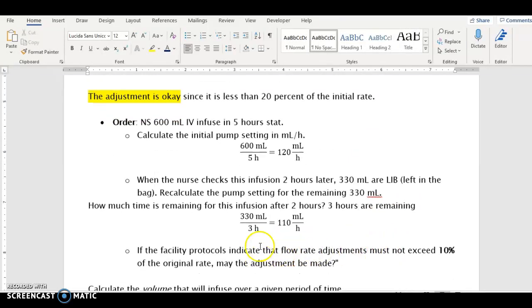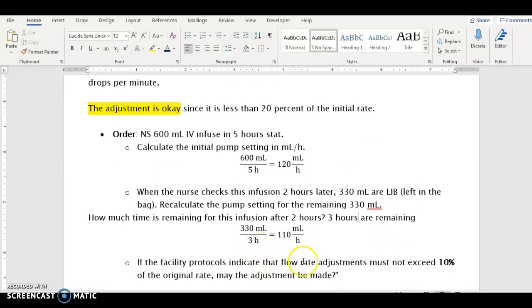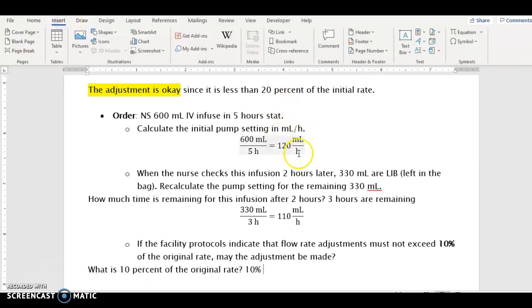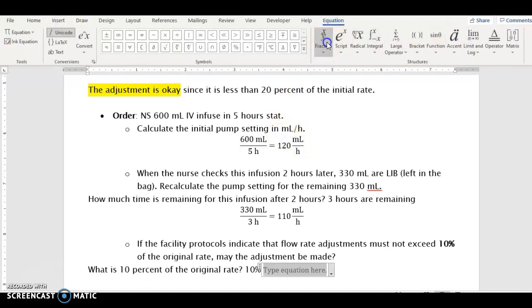The last part of the question says, if facility protocols indicate that flow rate adjustments must not exceed 10% of the original rate, may the adjustment be made? The question we want to ask ourselves is, what is 10% of the original setting, or the original rate? To figure that out, we're going to multiply 10% by the original setting of 120 milliliters per hour.